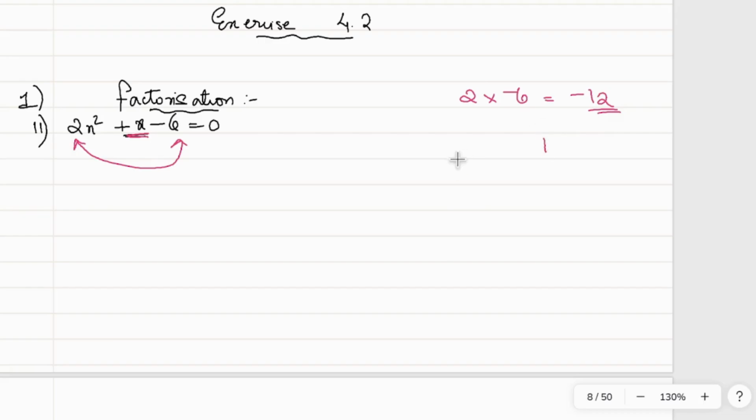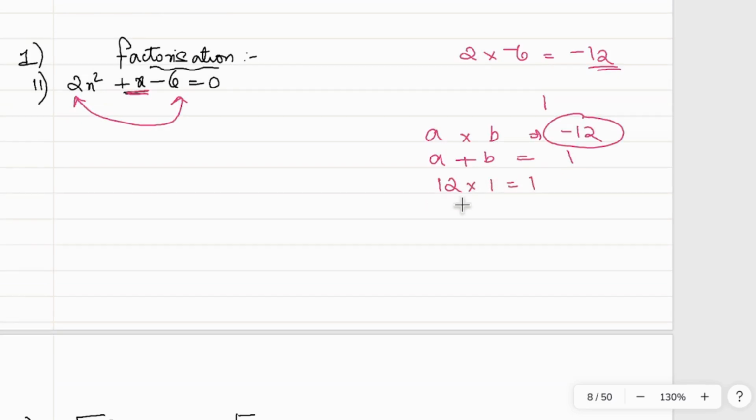So there are two numbers a and b. When multiplied together, we should get minus 12, and when added together, we should get 1. Like 12 into 1 equal to 12, 6 twos are 12, then 4 threes are 12. Is there any other number which we can write in the form of multiples? No, right? Then we have to check which number, either on adding or on subtracting, gives us 1.